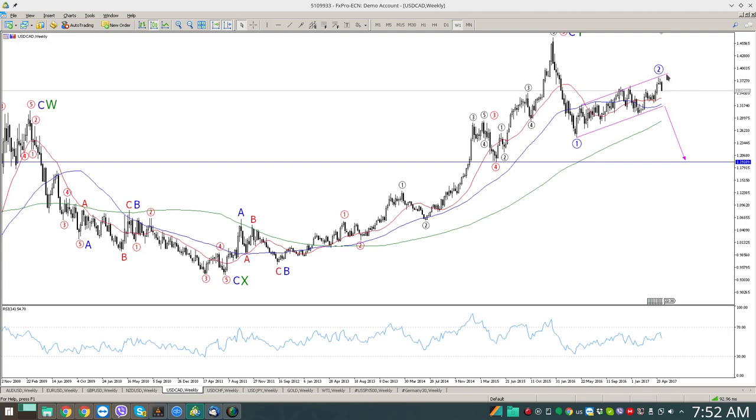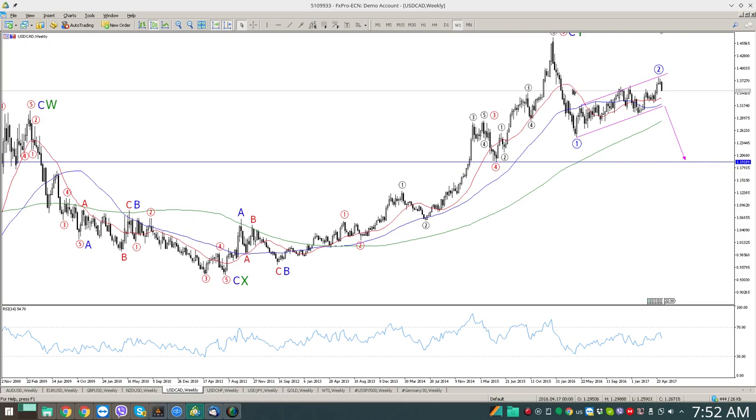We may see another attempt up here. However, if prices drop below this level here, that would confirm the end of wave 2, and a break below the channel will also give us more confidence that this wave 2 is in place. Then we will be looking for a decline at least toward this level, where this could be an ABC.